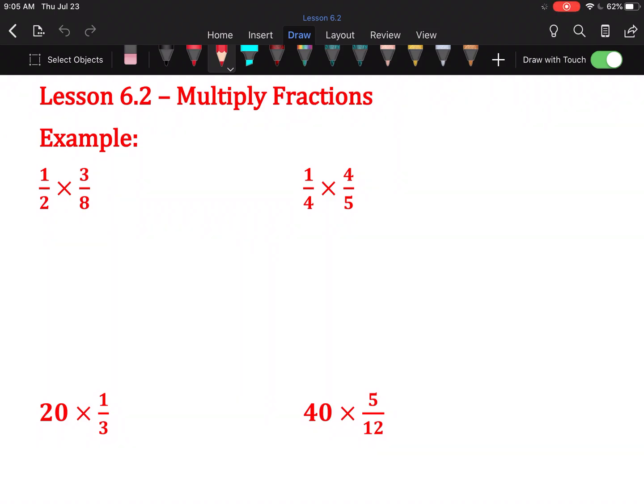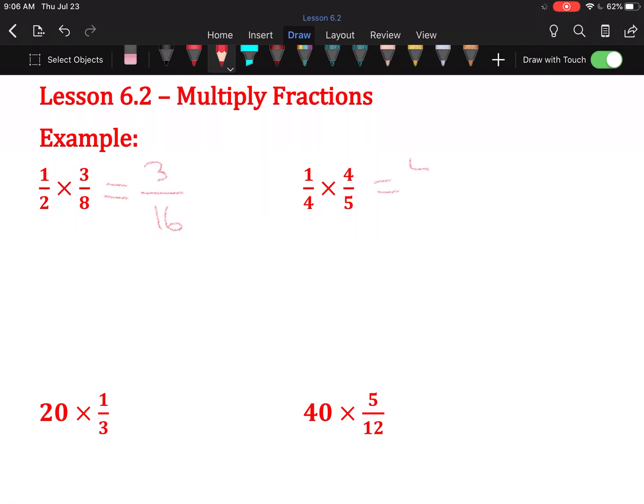Chapter 6, we're going to multiply and divide. So multiplication is actually a whole lot easier than addition or subtraction because we don't need those pesky common denominators. We literally just multiply straight across. 1 times 3 is 3. 2 times 8 is 16. That's it. It's that easy.